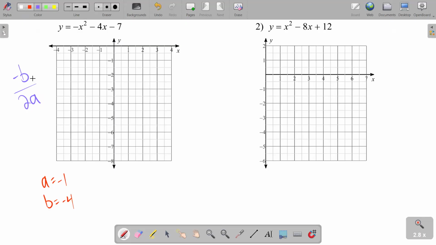The reason I used up copies on making this is so that we could do these together. So hopefully you're working along with this. In this case, what would the opposite of B be? 4. So we're going to put 4 over, and then what is 2 times A? -2. -2. And what is 4 over -2?